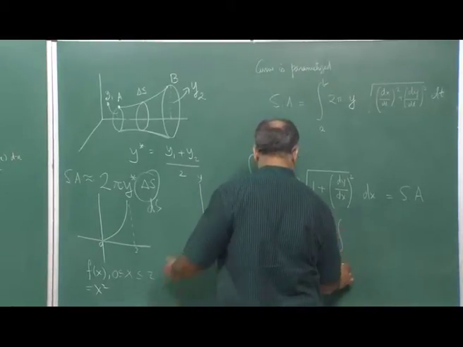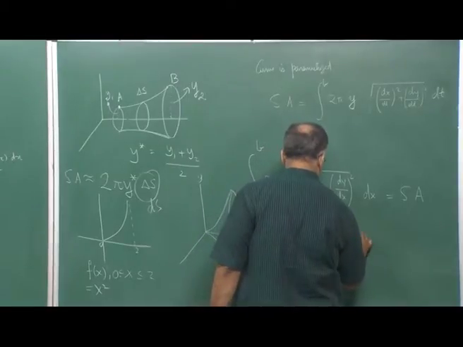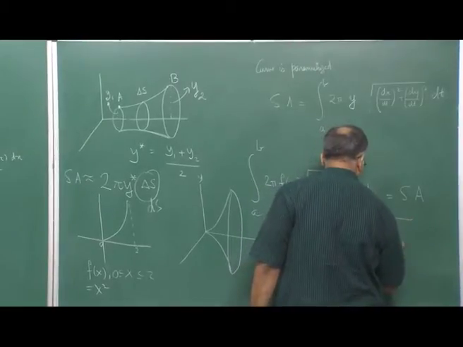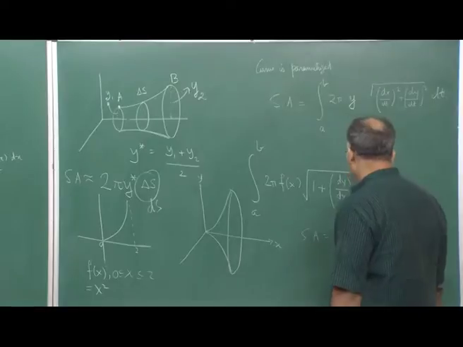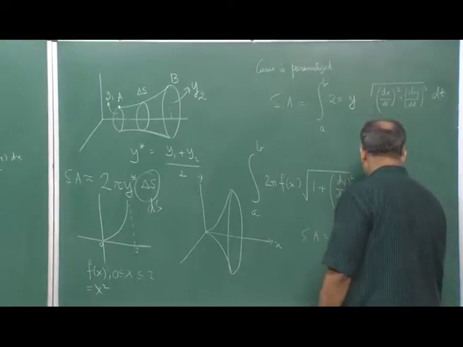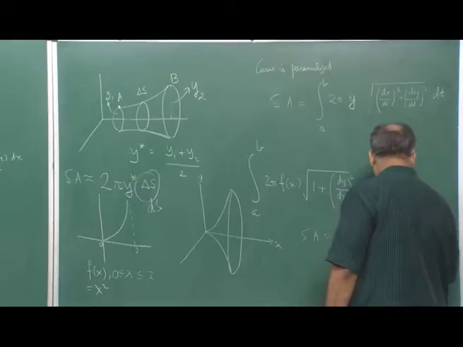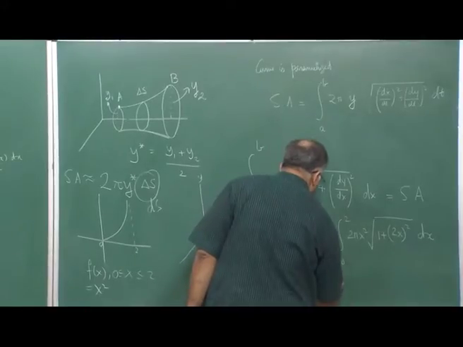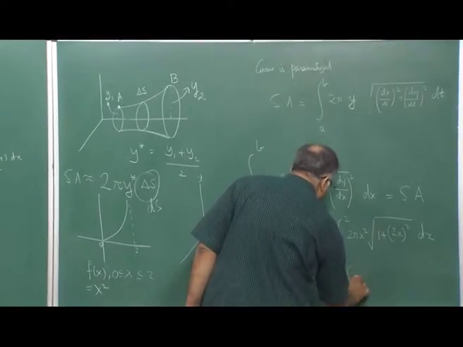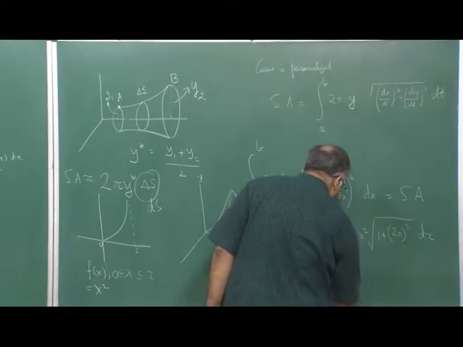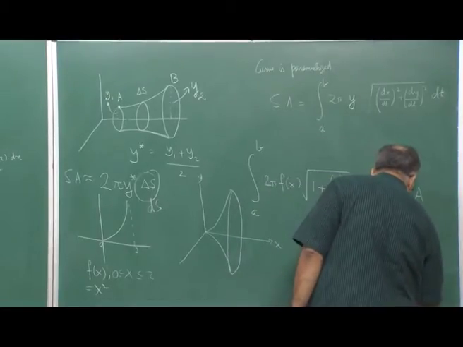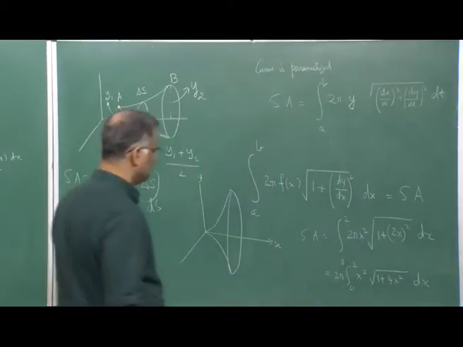SA would be the integral from 0 to 2 of 2π x², which is f(x), times the square root of 1 plus (dy/dx)². dy/dx is 2x, whole square, into dx. So you immediately see it is the integral from 0 to 2, 2π is out, of x² times the square root of 1 plus 4x² dx.